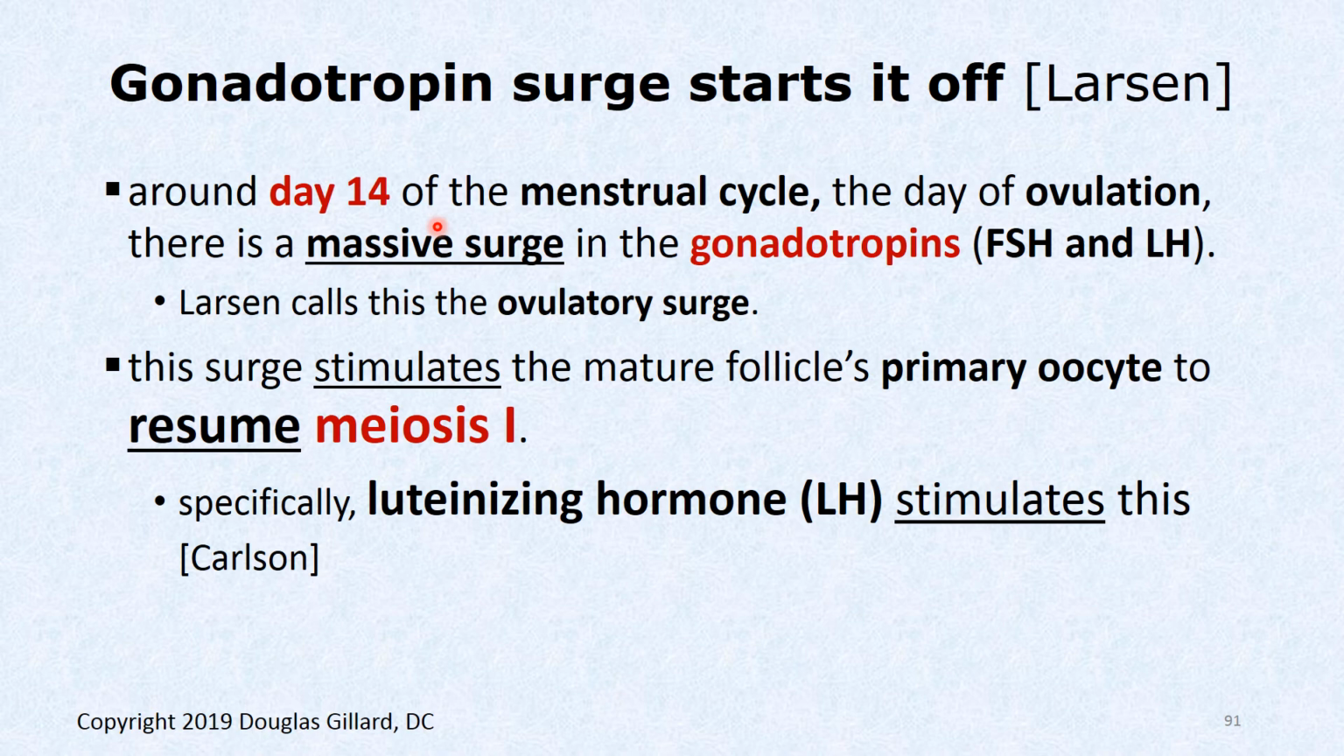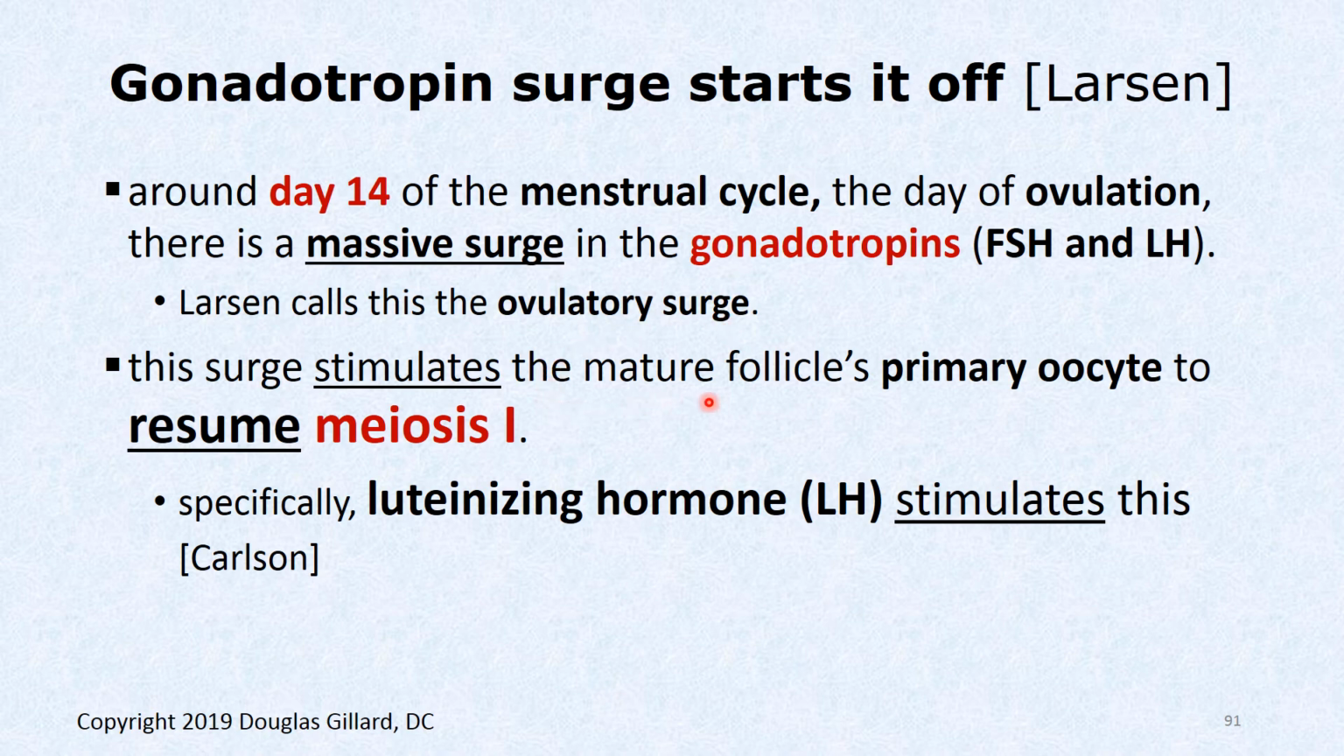Maybe they'll get into that there. But anyway, about day 14 of the menstrual cycle, there is a giant surge in gonadotropins. Gonadotropin stimulating hormone is released like crazy. FSH and LH are cranked out like crazy. Larsen calls this the ovulatory surge that occurs.